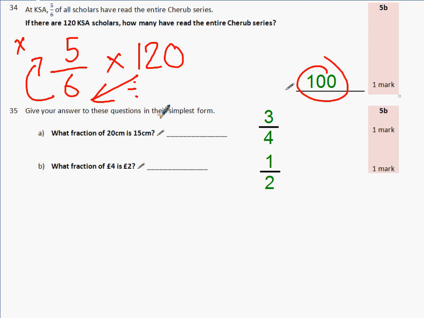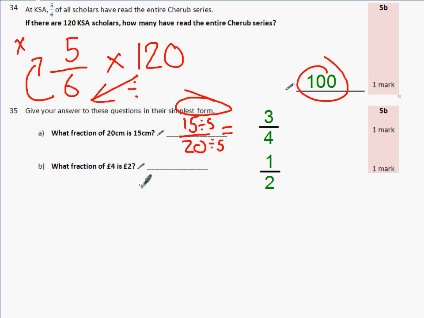Give your answer to these questions in their simplest form. What fraction of 20 centimetres is 15 centimetres? So it's a fraction out of 20 centimetres. It's 15 out of 20. But it asks for the fraction in its simplest form. So you divide top and bottom by the biggest number you can think of, which is 5. You get 3/4. You try dividing that by the biggest number that you can think of. You can only think of dividing by 1, so in that case we've written it in the simplest form.